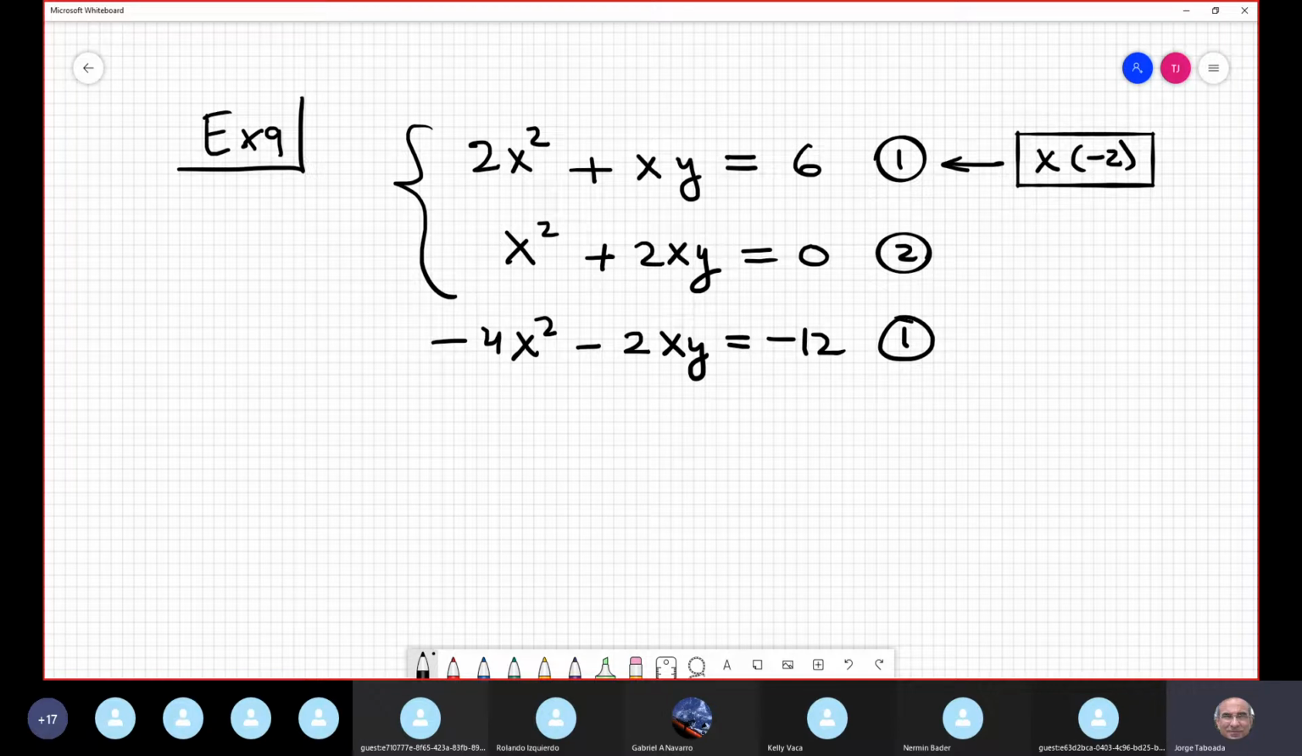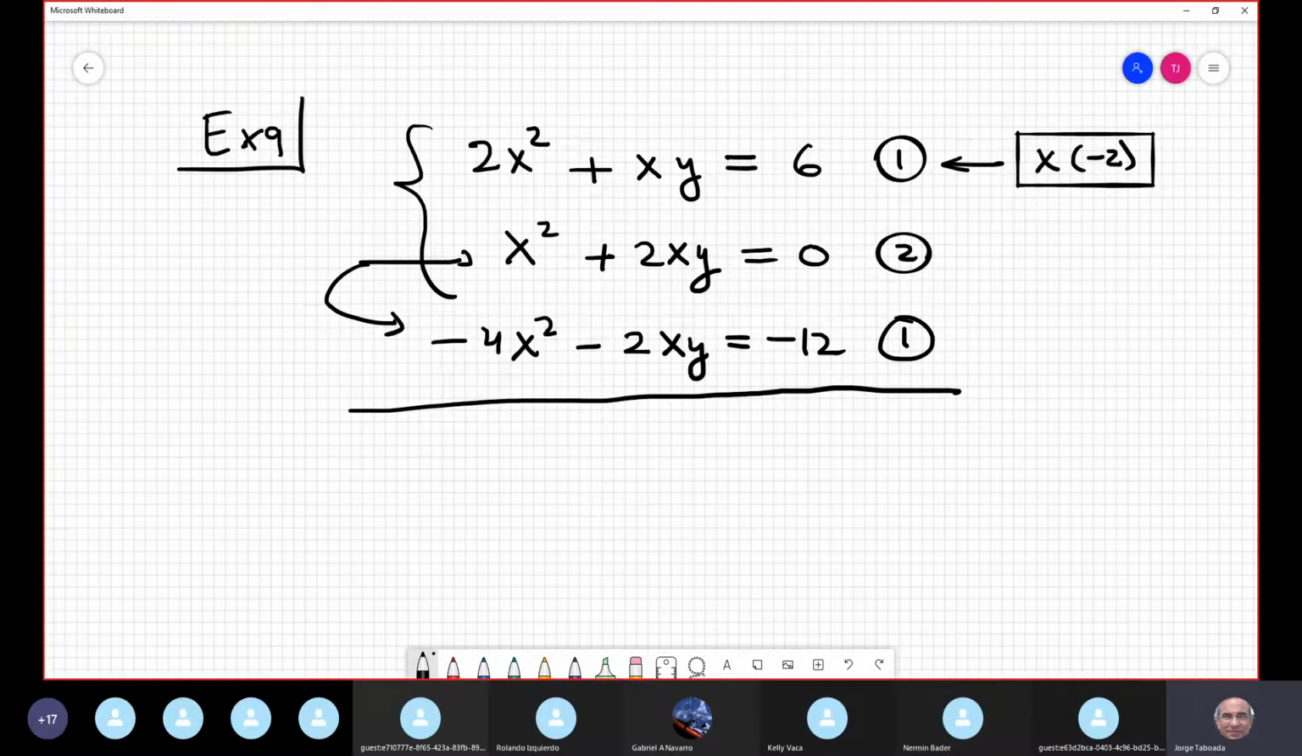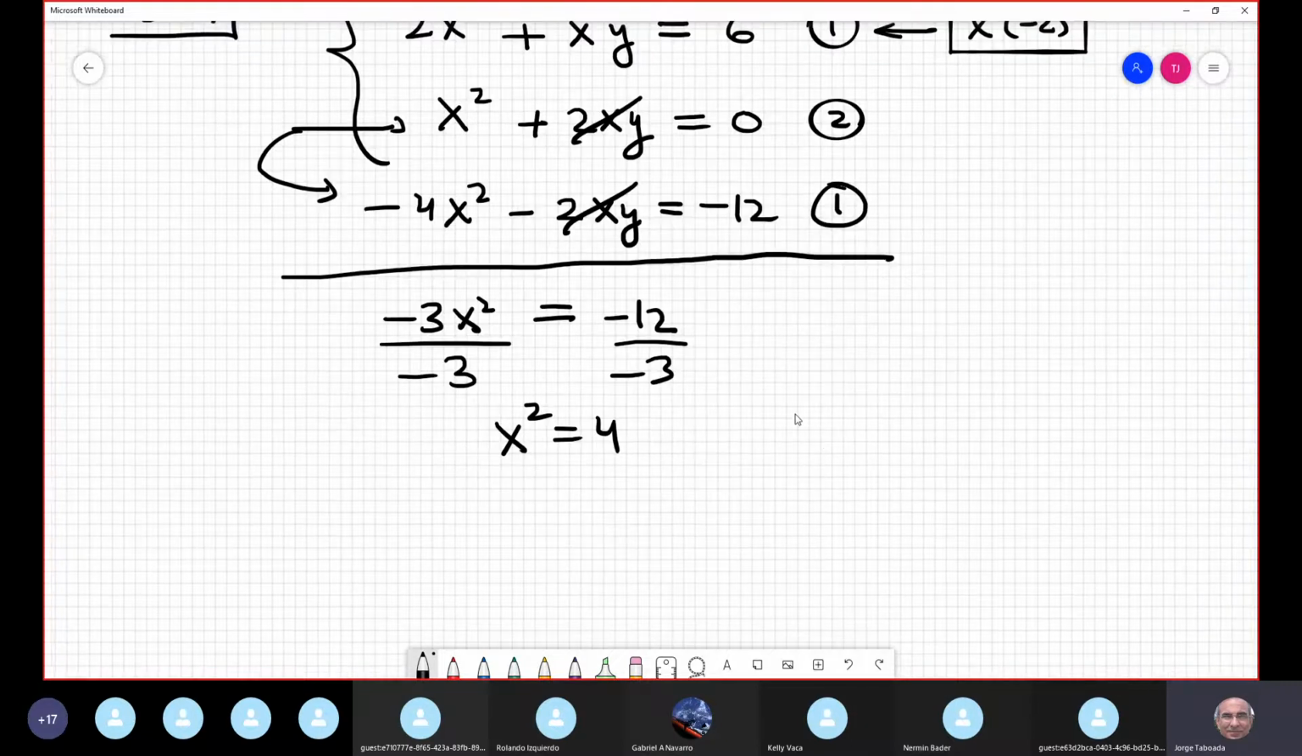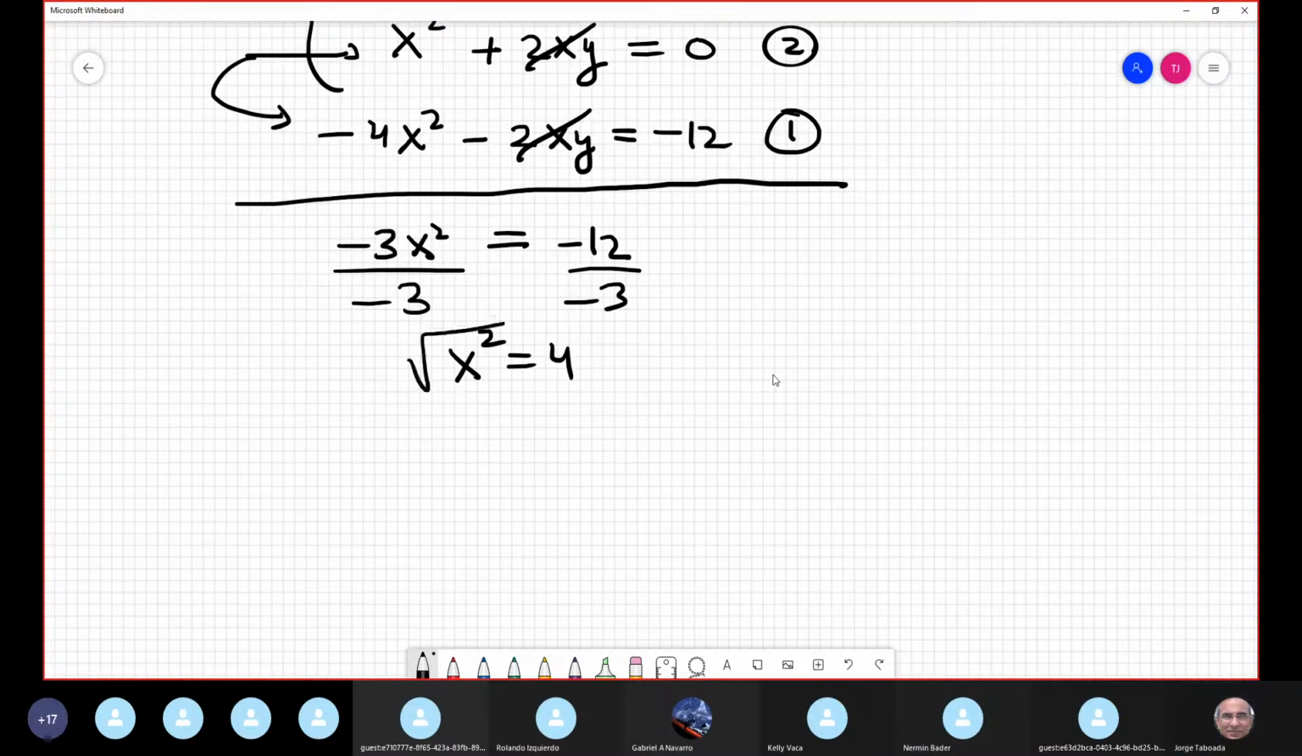And we're working now using 2 and the new 1. This is ready for elimination. This is -3x squared. This is cancelled out. That was the intention. On the right, 0 minus 12 gives -12. Divided by -3 on both sides, x squared equals 4, positive 4. And when you apply the square root, we have two solutions, plus or minus 2.